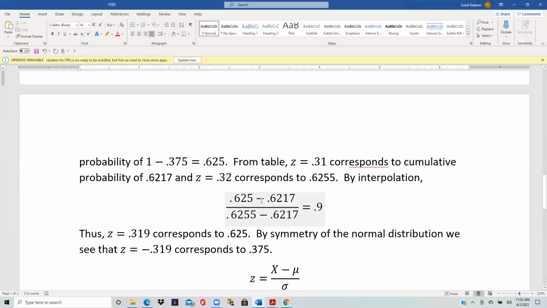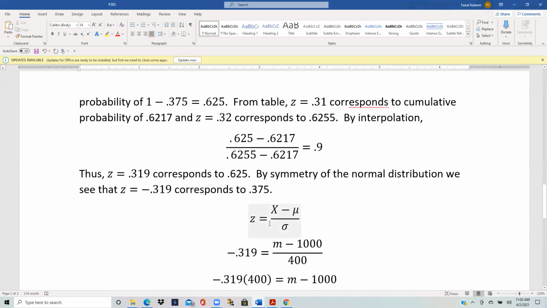So by interpolation, we are looking for 0.625. Remember, we always take the one that we are looking for, subtract the lower one, and in the denominator, we subtract the highest from the lowest. So 0.625 minus 0.6217, that's the lower one for 0.31, and then in the bottom we do 0.6255 minus 0.6217, and that's 0.9. So that means z is equal to 0.319. That gives us a third decimal place here. This corresponds to 0.625. We're looking for 0.375. So by symmetry of the normal distribution, z equals negative 0.319 corresponds to 0.375.